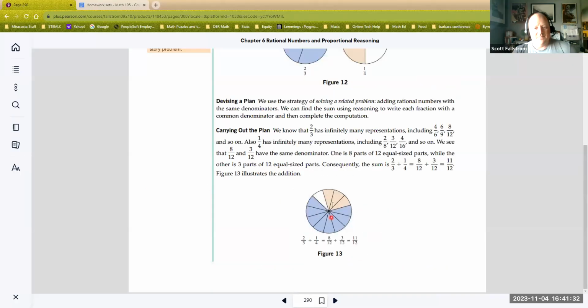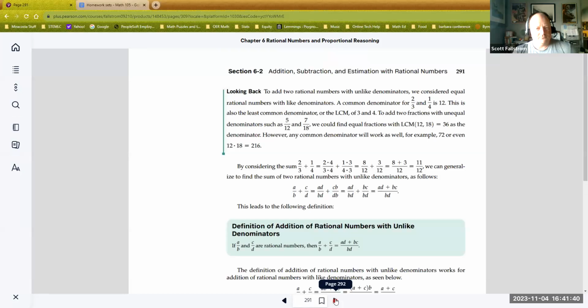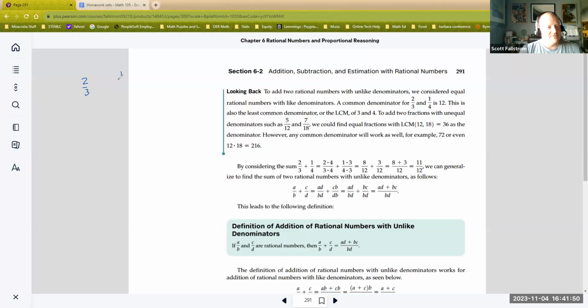So create something that is equivalently sized pieces, equal sized, and you're ready to go. Oh, and I should say you could have used anything else. So just because you have 2/3 and 1/4, and 12 does work, you could have done 24. So multiply this one by 8, this one by 6, and you've got 16 over 24 plus 6 over 24, which gives you 22 over 24.